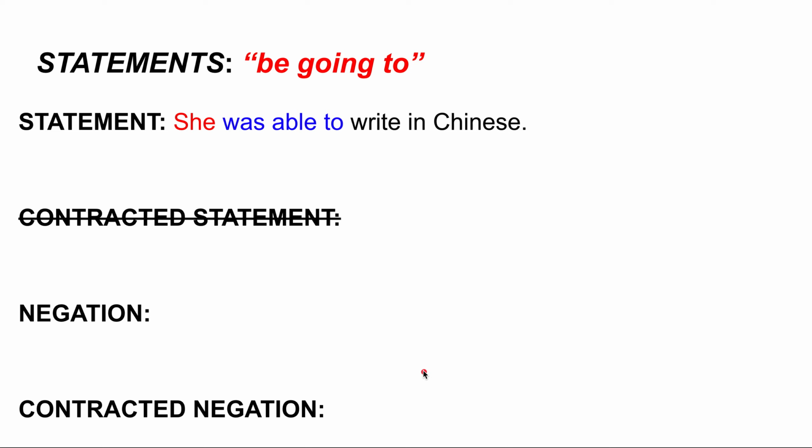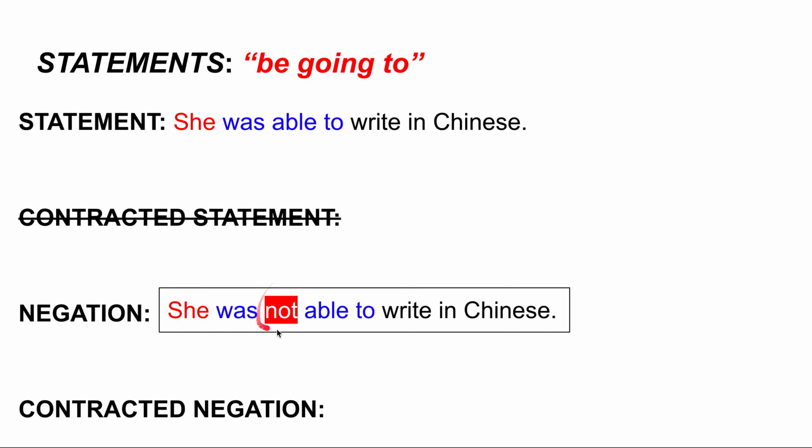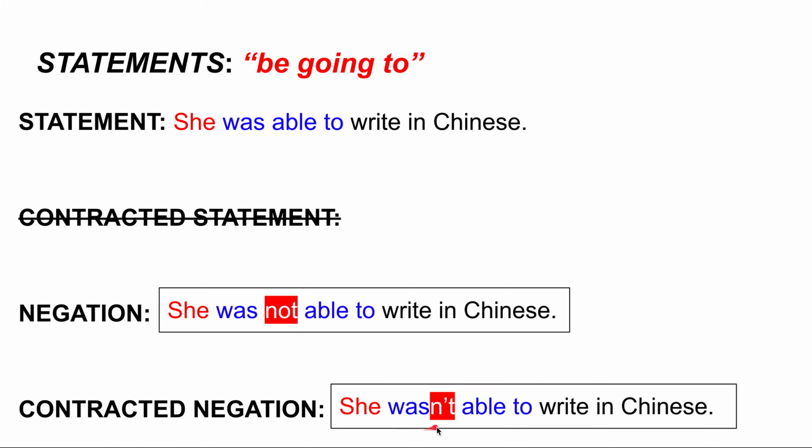Moving forward, let's talk about the past tense. There's one big exception in the past tense: when making positive and negative statements, there is no contracted form. We cannot contract was and the noun. So she was able to write in Chinese will always be she was able. We cannot contract it. But we can add negation to it, and remember the negation comes after the be auxiliary. So she was not able to write in Chinese, and we can write a contracted negation. Contracted negation occurs between was and not, so she wasn't able to write in Chinese.